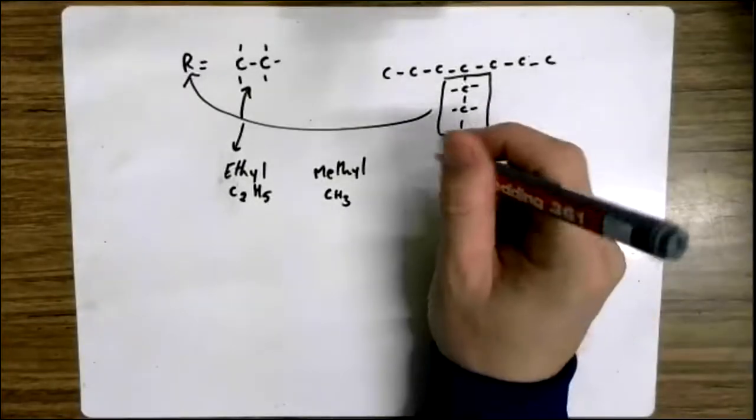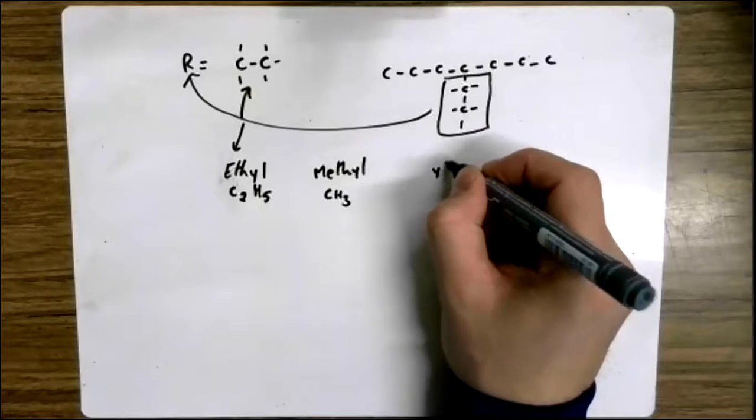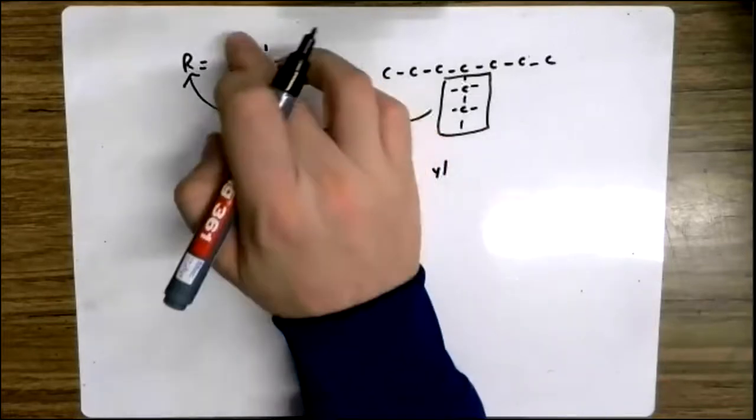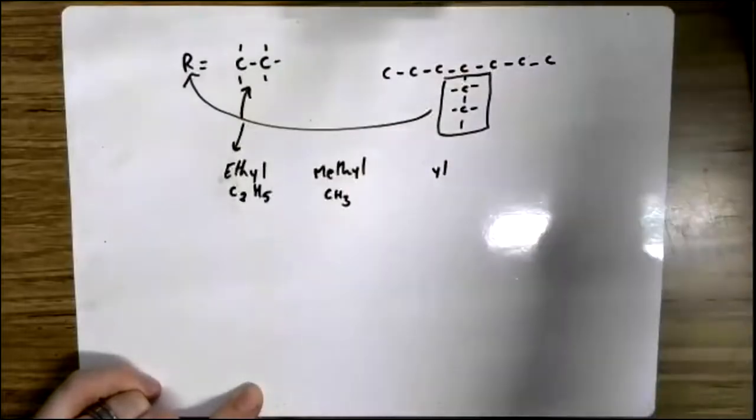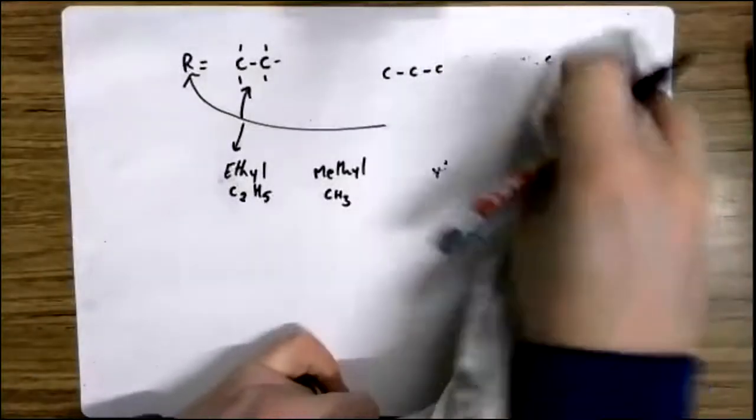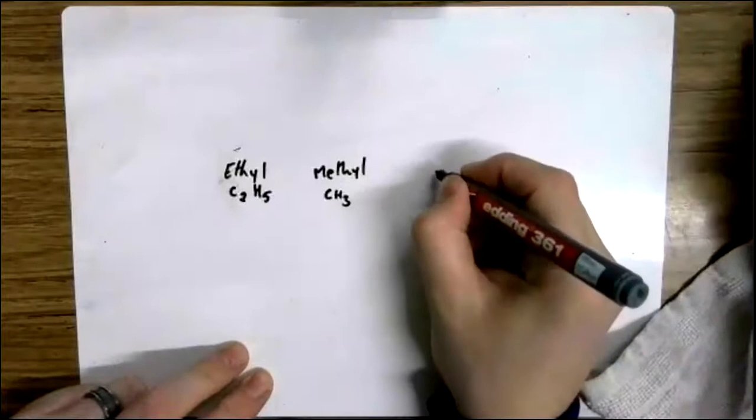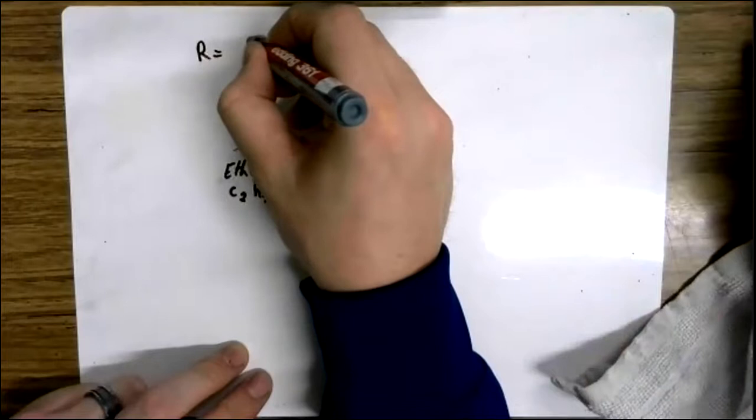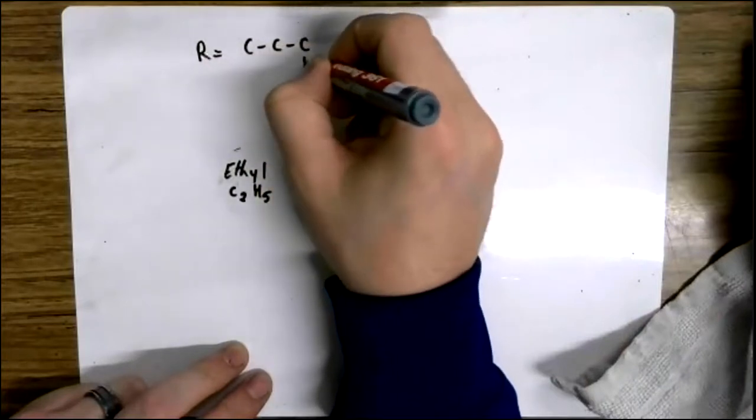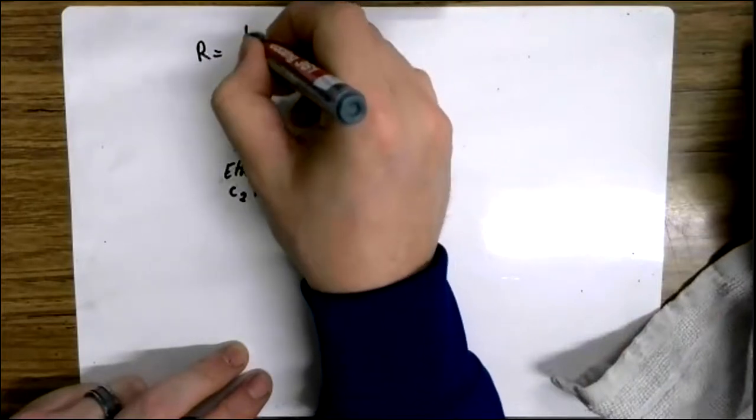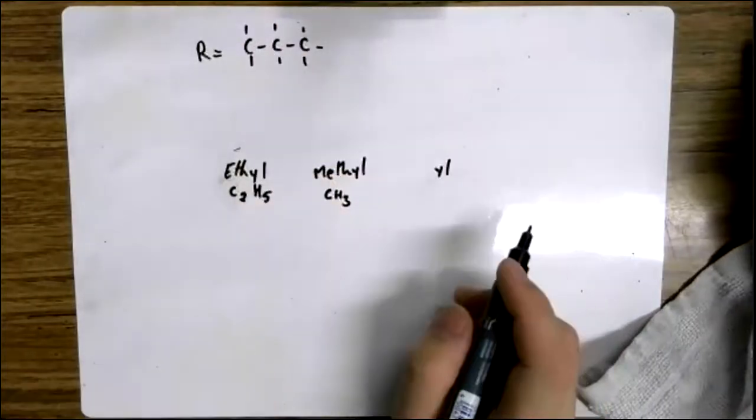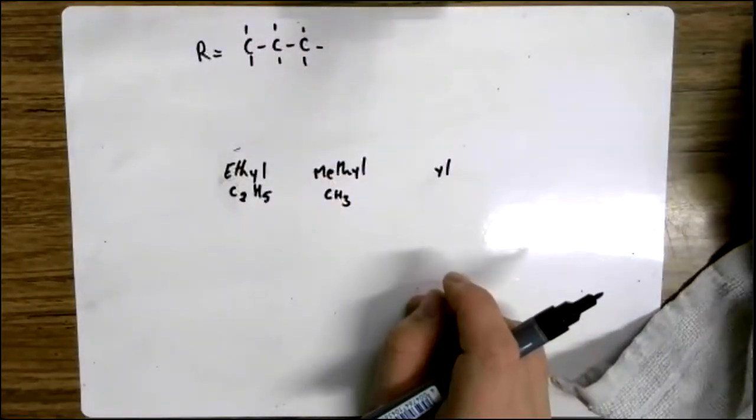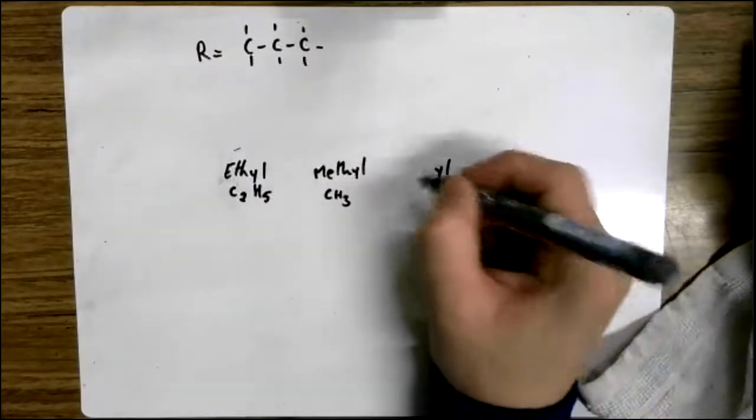Okay, hopefully you can predict what the next one is going to be. What if the OR was like this? It's going to end in YL. What if OR equaled 3 carbons surrounded by hydrogens? Speak your answer now to the screen. I hope that you said propyl.